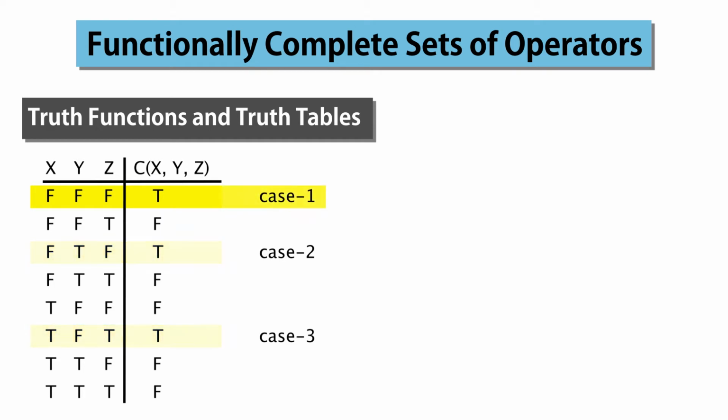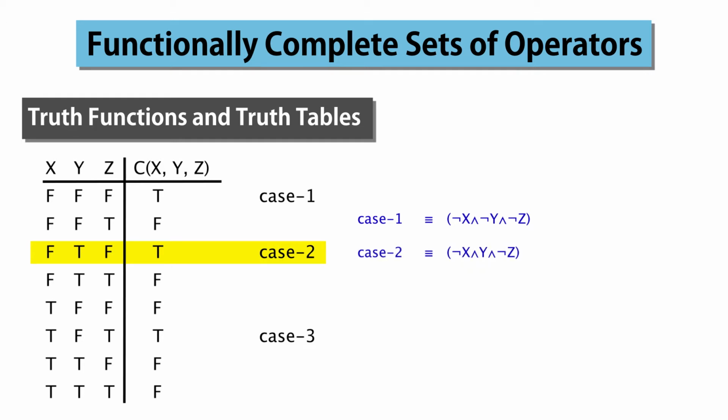The first such row is case 1, where x, y, and z are all false. As a logical formula, this row can be characterized by the propositional expression shown here, since all of the input variables are false for this case. The next row for which C returns true is case 2, the row in which x and z are false and y is true. This yields the formula shown here. The final row for which C returns true is case 3. In this row, x and z are true and y is false. This yields this formula.